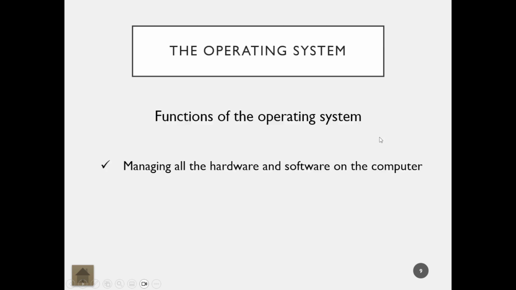It manages all the hardware and all the other software on the computer. So the fact that you have apps on your phone, the fact that you have different programs and games on your PC, that is the operating system managing the physical components and the other programs as well.